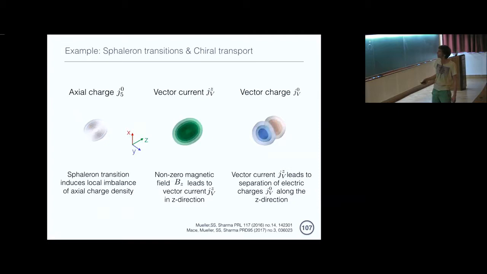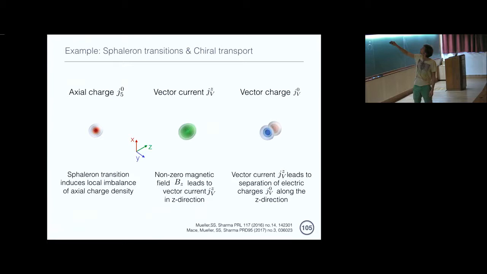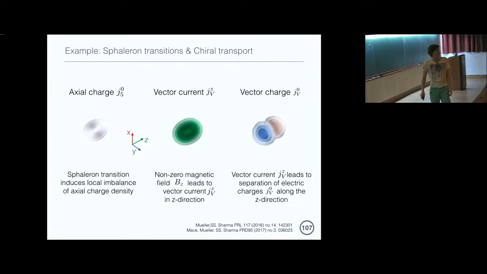But then what is a current? Well, a current is moving charge. So if I have moving charge, I take the fact that the covariant divergence of this vector current is actually zero, and what that means is that the positive and negative charges accumulate at the edges of this Sphaleron region. And so during this Sphaleron transition, you start to build a dipole-like structure of charges separating from each other.